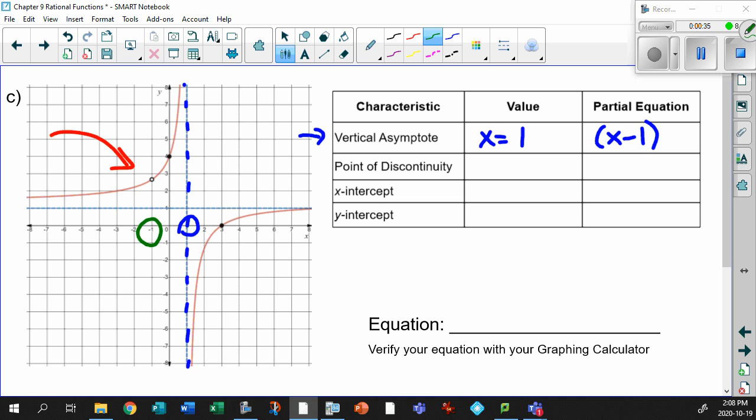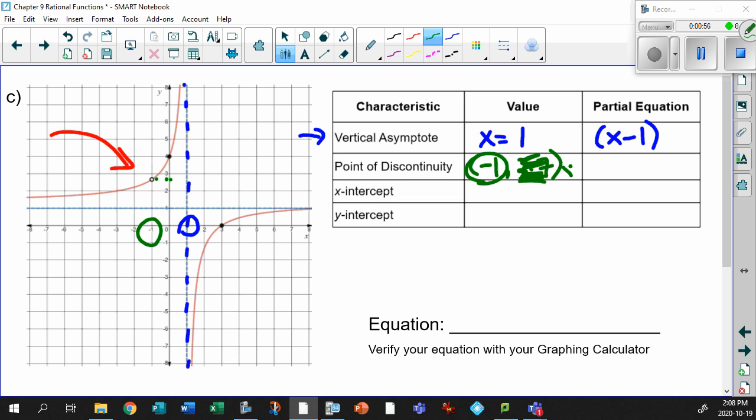It is at minus 1, and it looks like it's about 2.7. So the point of discontinuity is (-1, 2.7). But if you remember correctly, we find this later on in the equation. We don't find it now. We find it later on. So I don't really care about the y value. What I do care about is this.